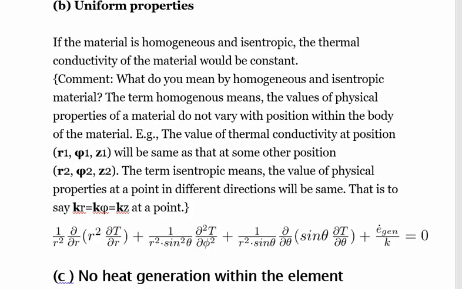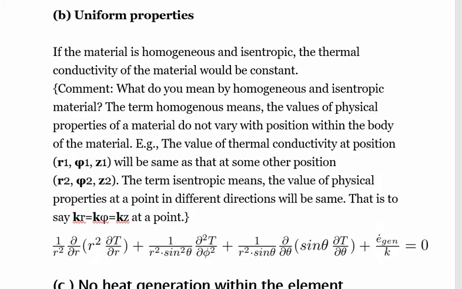Now the second case is uniform property. If the material is homogeneous and isotropic, the thermal conductivity of the material would be constant. Now, what do we mean by a homogeneous and isotropic material? Firstly, we will discuss the homogeneous material.